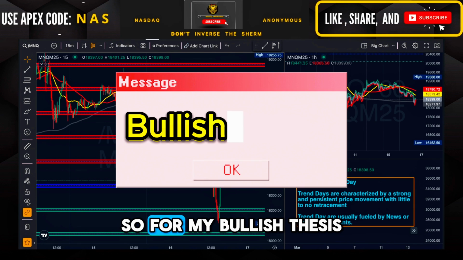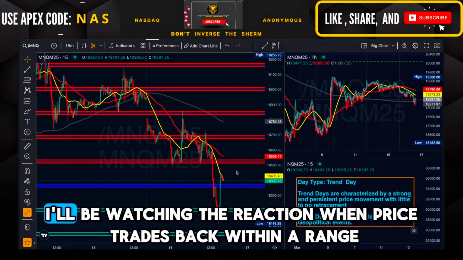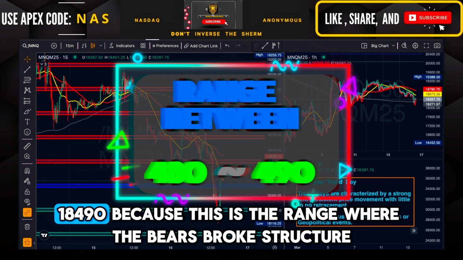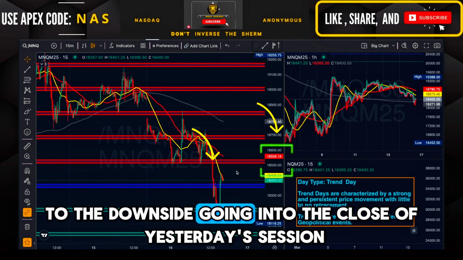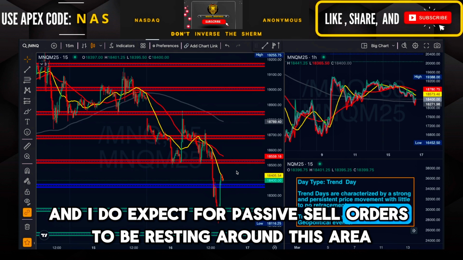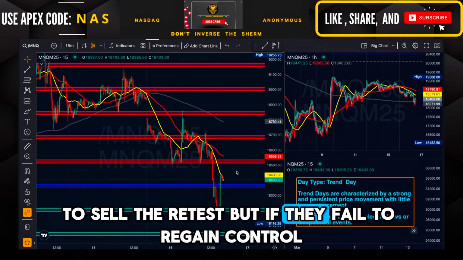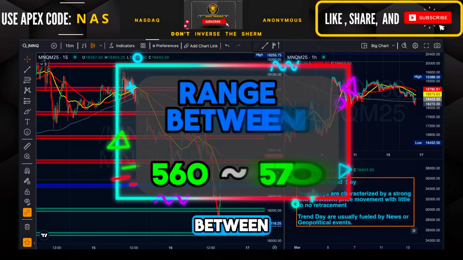So, for my bullish thesis, if the bulls can regain their control overnight, then I'll be watching the reaction when price trades back within a range between 480 and 490. Because this is the range where the bears broke structure to the downside going into the close of yesterday's session. And I do expect for passive sell orders to be resting around this area to sell the retest.